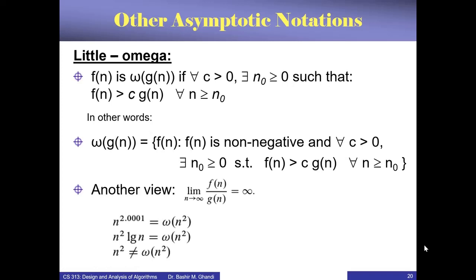These are examples. n to the power 2.0001 is considered to be little omega of n squared because it is strictly greater than. Similarly, n squared log n is definitely little omega of n squared. But n squared cannot be little omega of n squared. They are equal, so we didn't satisfy the strictly greater than.